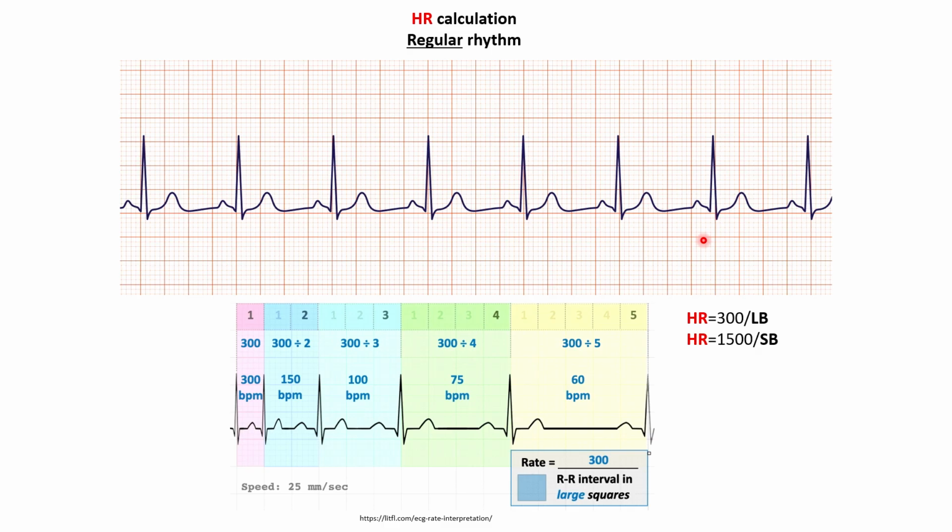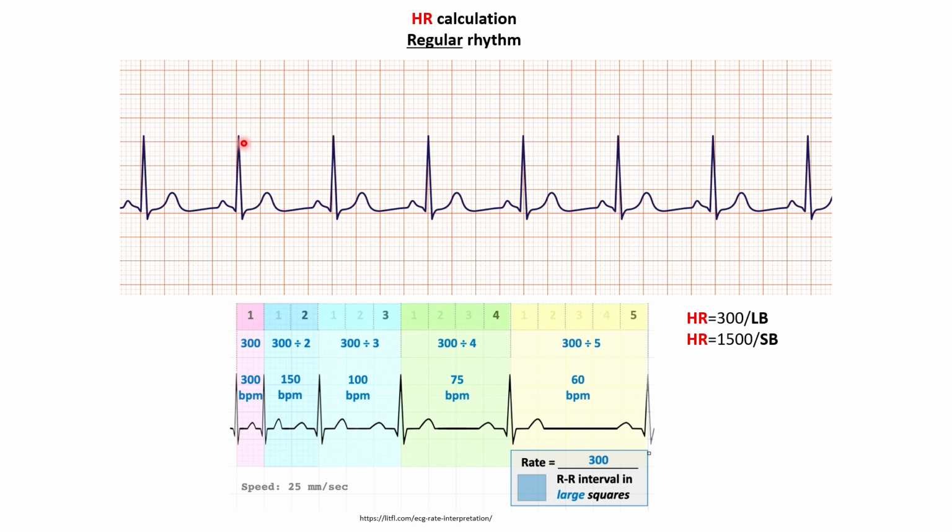Nevertheless, let's move on. And now let's talk about the heart rate calculation. First of all, before calculating the heart rate, you have to ask a question. Are the ECG strips that you have in front of you regular or irregular? And how do you determine that? In case of regularity, you just have to look at the RR.